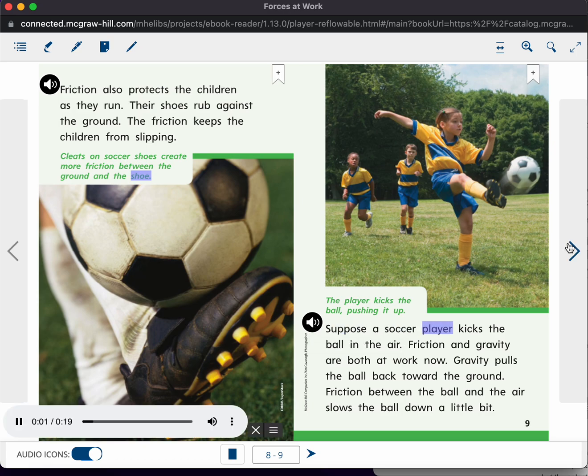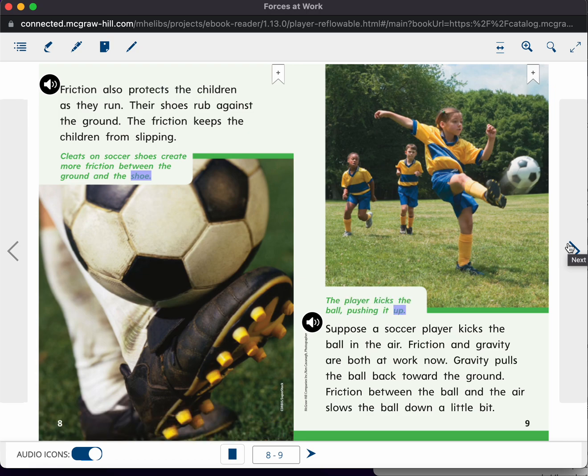Suppose a soccer player kicks the ball in the air. Friction and gravity are both at work now. Gravity pulls the ball back toward the ground. Friction between the ball and the air slows the ball down a little bit. Caption: the player kicks the ball, pushing it up.